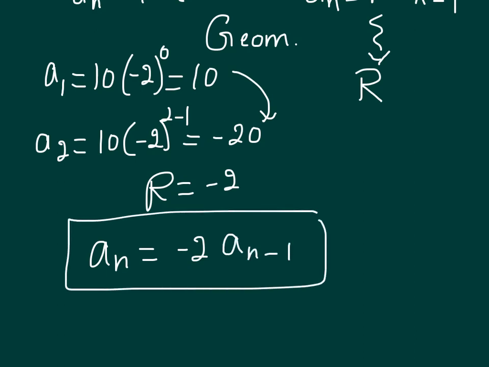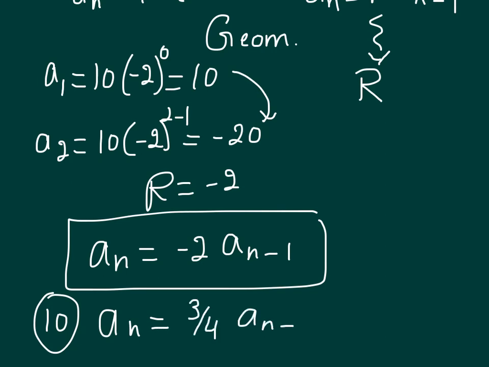Now I want you to try number 10. Number 10 is exactly the same, and I'm going to give you the answer, and I hope you work it out. It's a_n equals 3/4 a_(n-1).